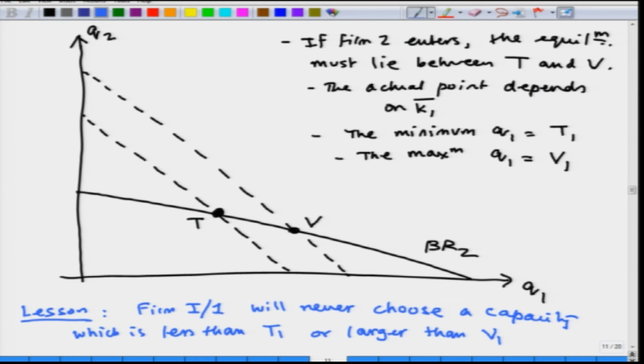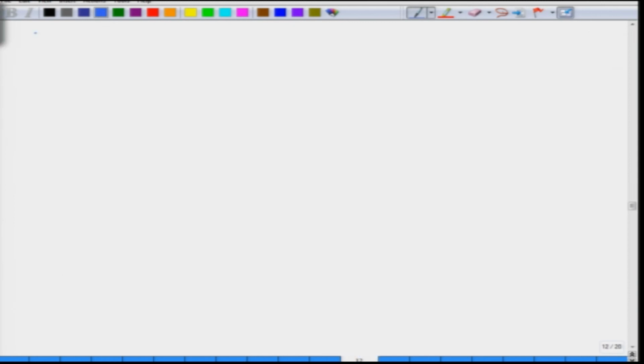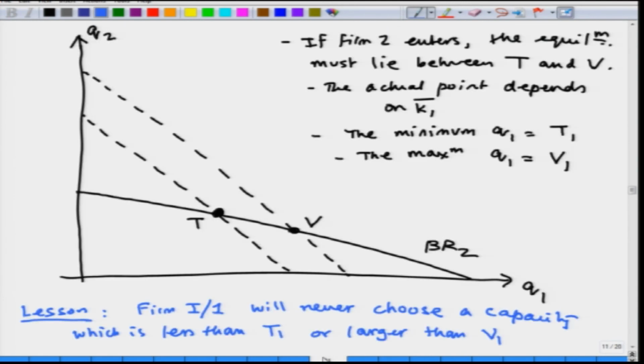Okay. Now, let us ask what happens if firm 2 does not enter. Well, if E does not enter, then the incumbent, which is firm 1, is essentially a monopolist, right. Now, when can E decide not to enter? Well, our outcome is either going to be somewhere between T and V, right. So, when I say outcome, the Cournot outcome is going to be somewhere between T and V.